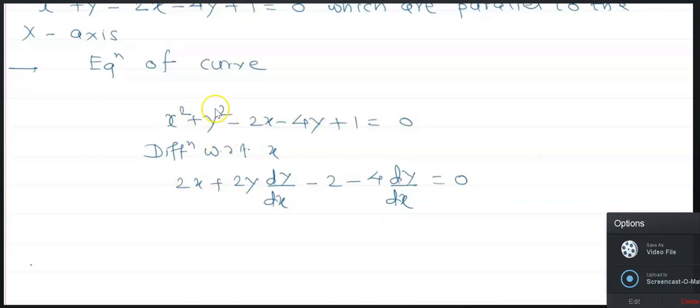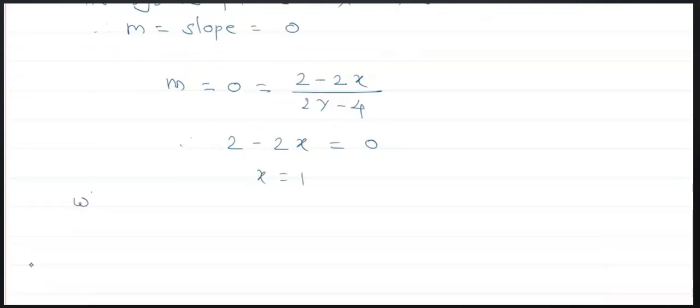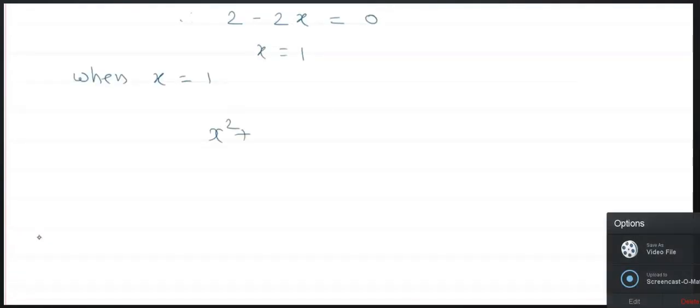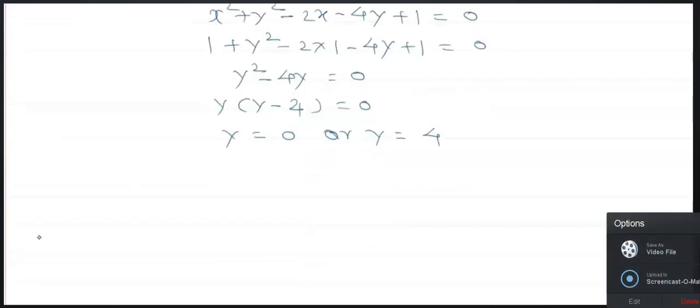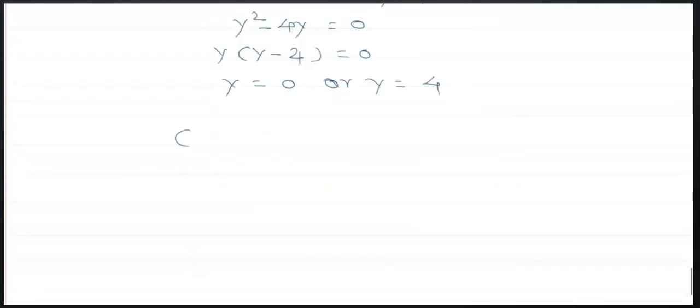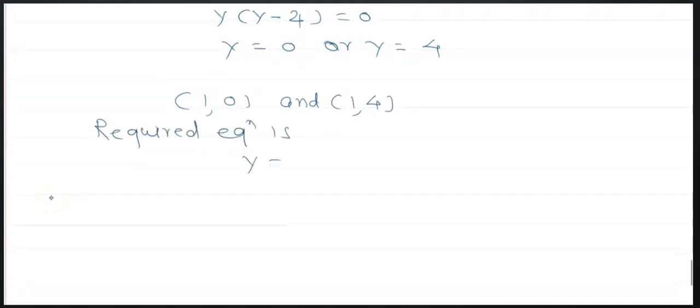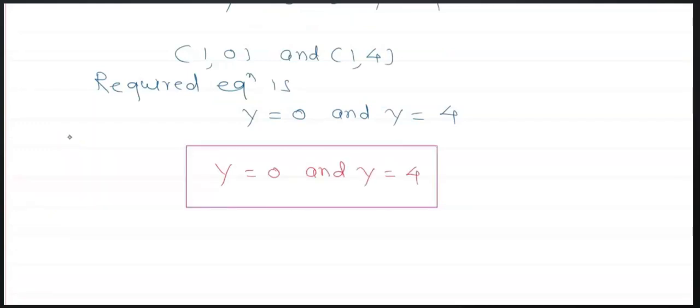Derivative of x square is 2x, derivative of y square is 2y into dy by dx, derivative of minus 2x is minus 2, of minus 4y is minus 4 into dy by dx, derivative of 1 is 0. Now collect the terms of dy by dx. Now the tangent is parallel to, you see this here. I am repeating here again, there are two values of y, the points (1, 0) and (1, 4). Therefore, the required equations are y = 0 and y = 4. These are the equations of the tangents.